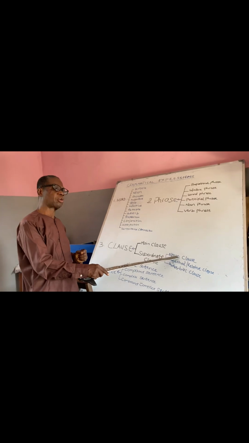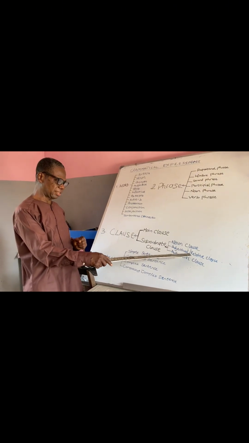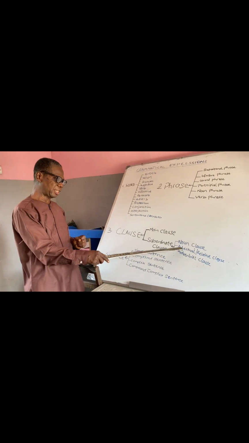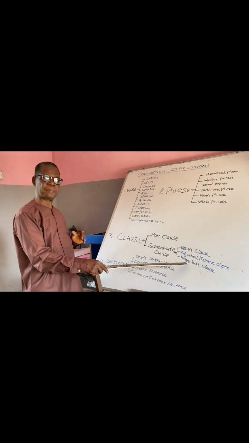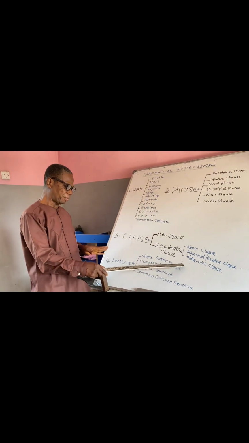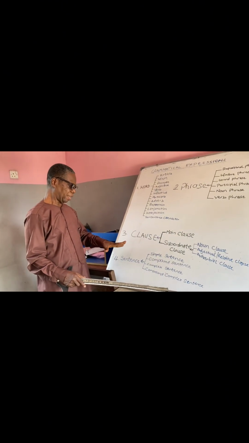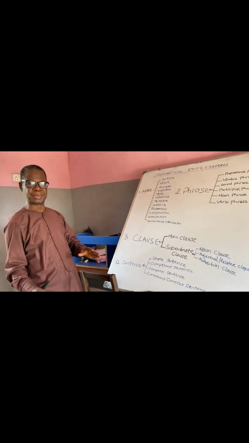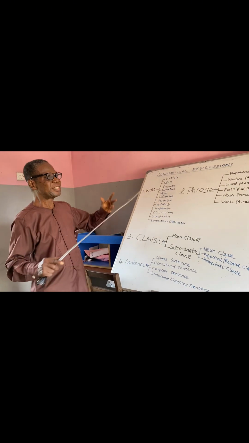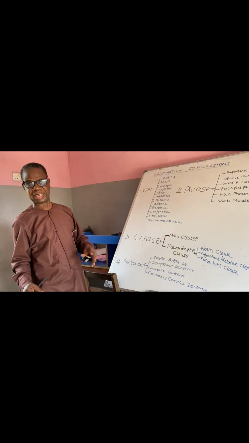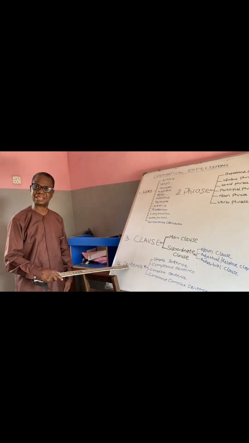It could be a noun clause. It could be an adjectival clause, which is also known as a relative clause. You either call it an adjectival clause or a relative clause. It could be an adverbial clause. In which case, even though it has a finite verb and its subject, it does not stand on its own. But if it has a finite verb and its subject, and it stands on its own, then you know it is a sentence.